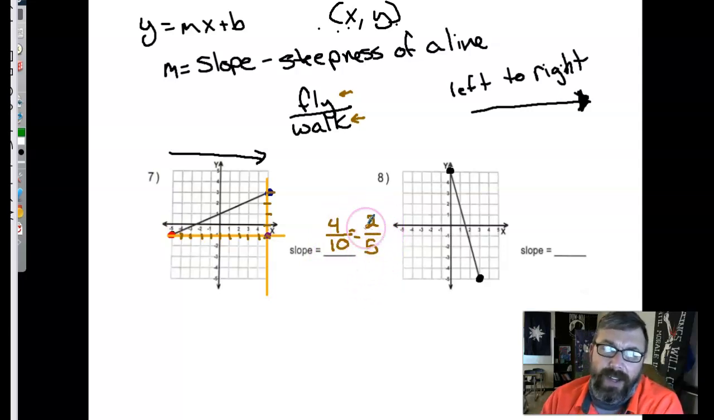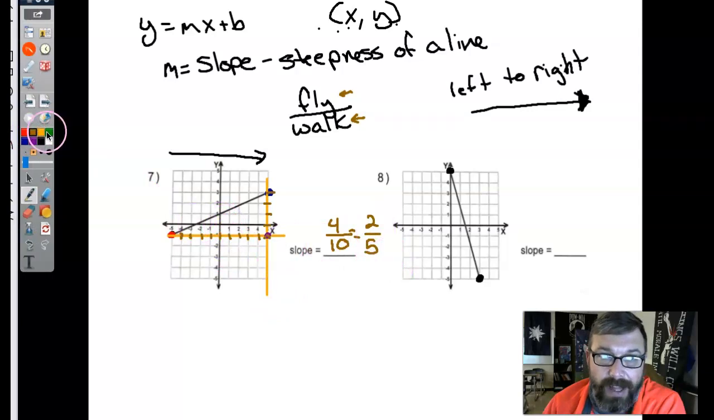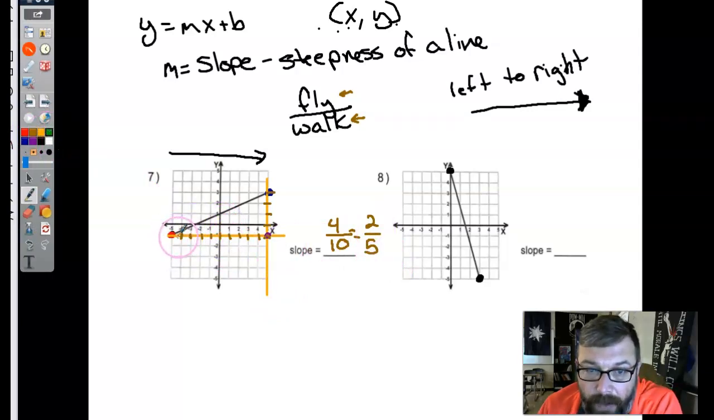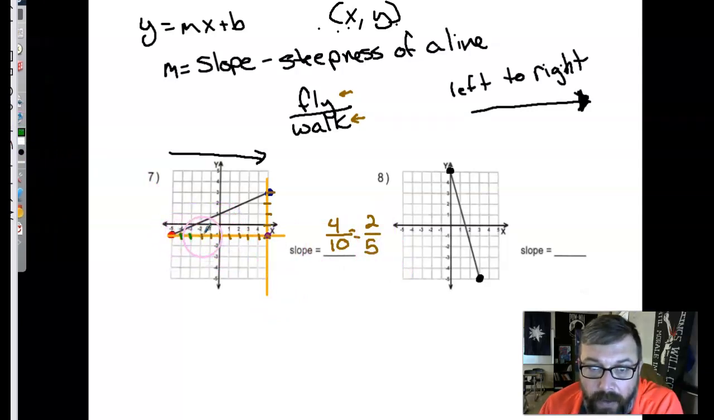Now, because it's 2/5, that means I could have found a point in here other than that. If I walk 5, I should be able to go up 2. So let's try that. If I walk 5, 1, 2, 3, 4, 5. Now I should be able to go up 2 and be on the same line. 1, 2. And look, we are on the same line.